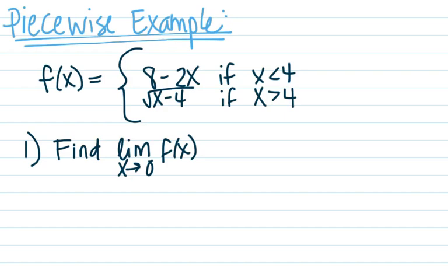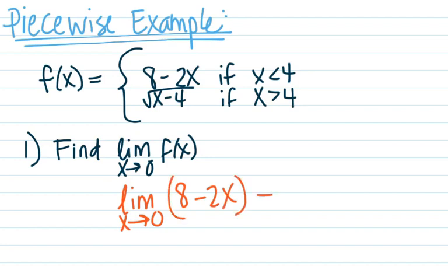Once you figure out which piece you're going to use, I would prefer for you to actually rewrite that limit using that part of the equation specifically. So I'm going to rewrite this as the limit as x approaches 0 of 8 minus 2x, and from this point on it's pretty straightforward because we can just do direct substitution. So that would be 8 minus 2 times 0, which is simply 8.